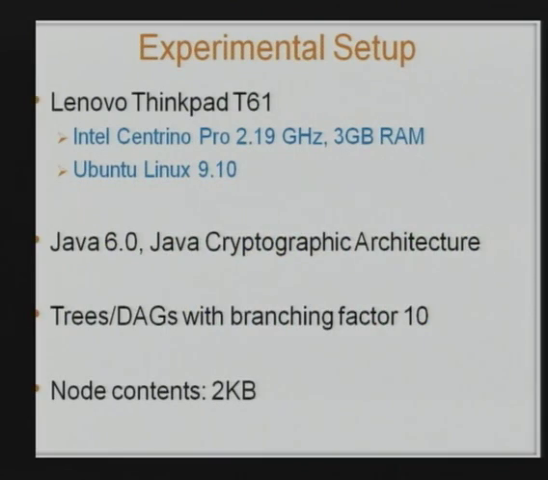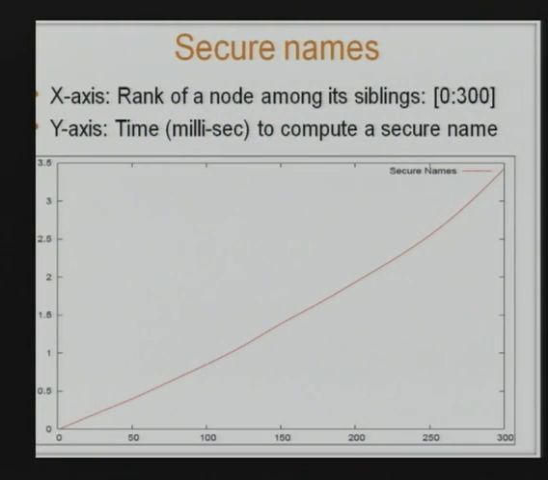So for the performance of the leakage-free scheme, we used a ThinkPad to see how bad or good our performance is, and the computation of secure names is very fast, right? If we take a 300 arity tree, which means a node has 300 children, that will result in a huge tree, about 27 million nodes at the height of 3. So 300 is a very, very large arity of a tree.